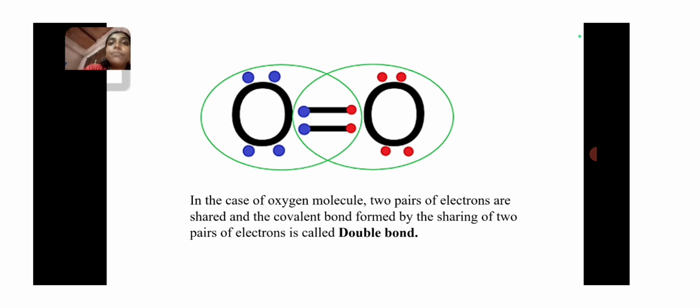We can clearly see that in the case of an oxygen molecule, two pairs of electrons are shared, and the covalent bond formed by the sharing of two pairs of electrons is known as a double bond. So a double bond means the covalent bond which is formed by the sharing of two pairs of electrons.